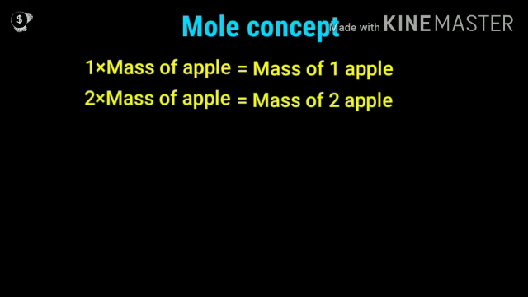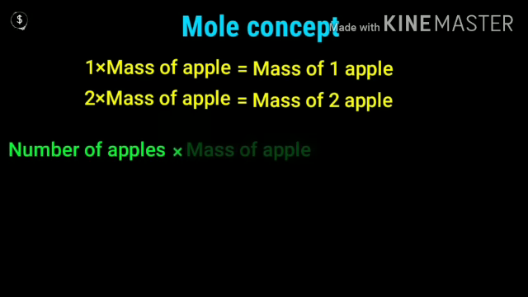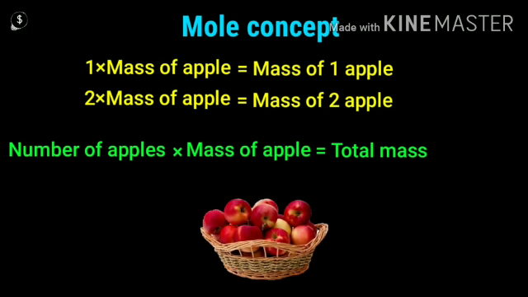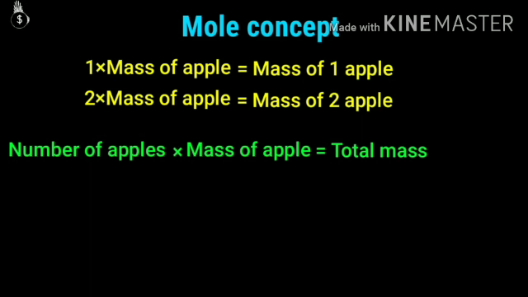Suppose we have to calculate the mass of one apple. It means it is 1 multiplied by the mass of an apple. And what is the mass of 2 apples? 2 multiplied by the mass of an apple. And for the number of apples, you multiply the number of apples by the mass of an apple, so you get the total mass of the apples. Suppose you have one basket of apples, so you will calculate the total mass by multiplying the number of apples by the mass of one apple. So this is the way of calculating the mass of apples.